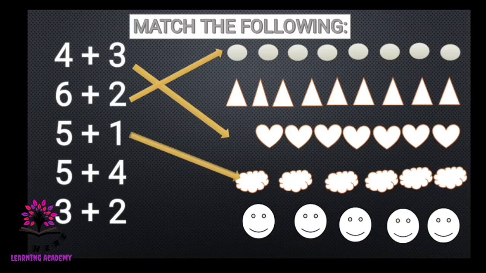Next one, 5 plus 4. 5 in your mind, 4 in your hands. After 5, 6, 7, 8, 9. So the answer is 9. Where is 9? There are 9 triangles. 3 plus 2. 3 in your mind, 2 in your hands. After 3, 4, 5. So the answer is 5. There are 5 faces.